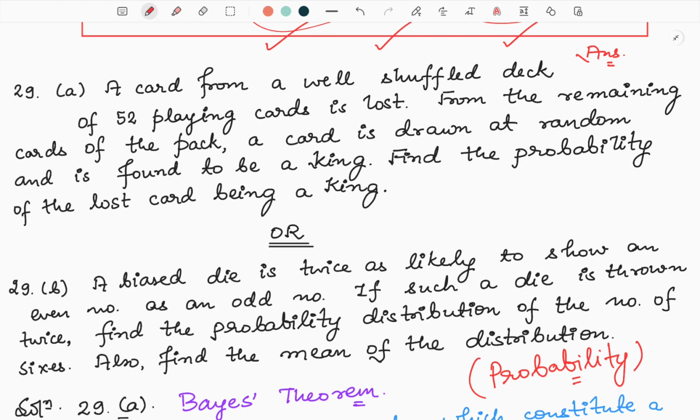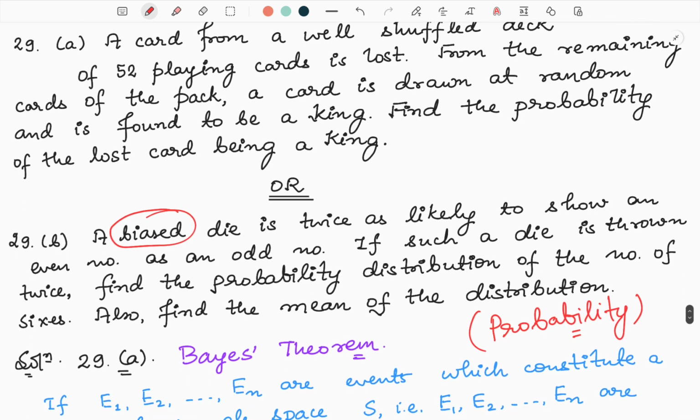Second, 29b, contains calculation and is also not easy to solve, because here one condition is given, that is biased. Normally we are used to solving unbiased conditions only. So thinking is also involved in the second question, and calculation is also involved. So it is not for those students who have not practiced enough. If you have practiced Bayes theorem enough and read your book like NCERT, you can solve part A.